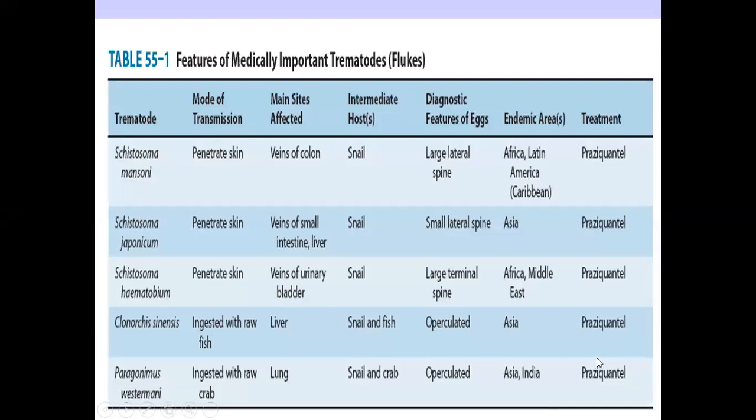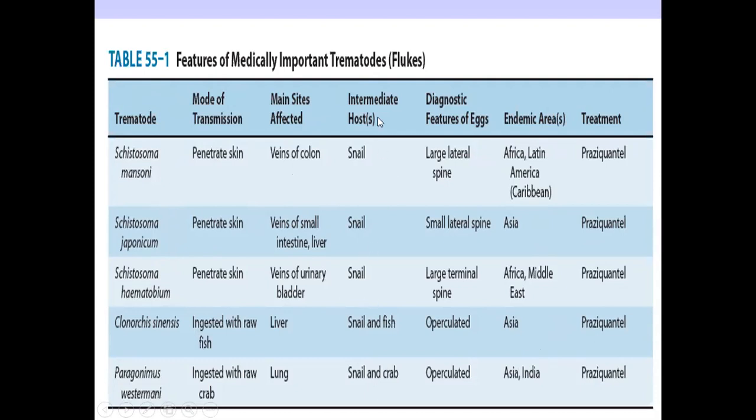You have this table in your books. It gives you the mode of transmission, the main sites affected, intermediate host, diagnostic features, as well as the areas which are affected. But if you can remember the mode of transmission, which in case of Mansoni, Japonicum, and Haematobium is through penetration of the skin. Mansoni, it's the veins of the colon which are affected. Japonicum, it is the veins again of the small intestine and the liver. Haematobium, it affects the veins of the urinary bladder. All three have an intermediate host in the form of a snail.